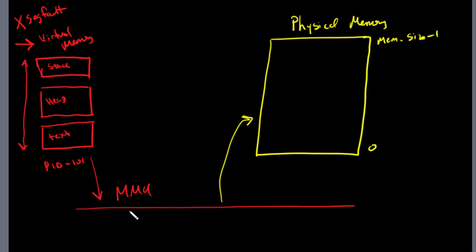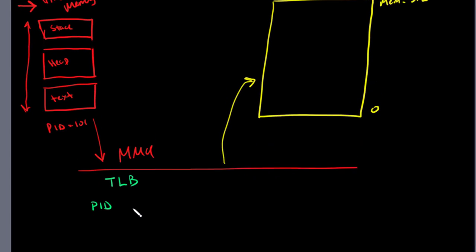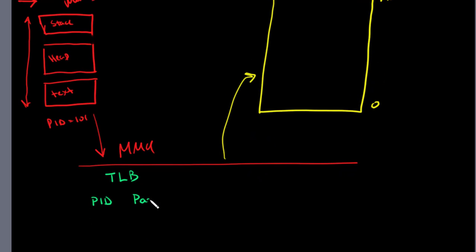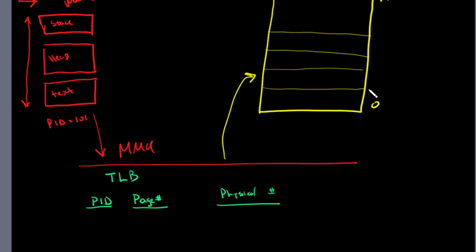And to do that, the MMU maintains a table called the TLB, the Translation Look-Aside Buffer. And inside here is going to be the process number and a page number and then a physical page number. And for efficiency, we don't map individual words. Instead, what we're going to do is we're going to break down memory into pages, all the same size. And for example, 4K pages are pretty common.